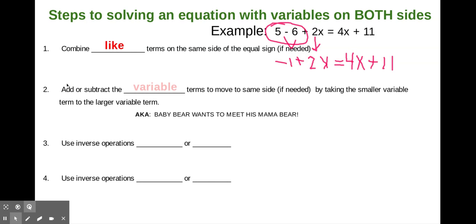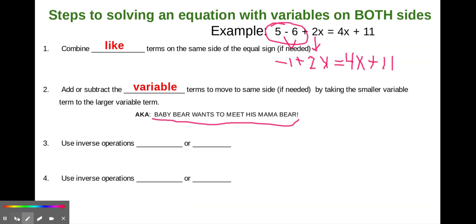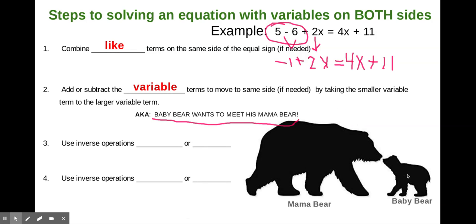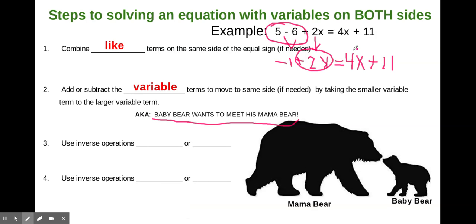Okay, step 2 says to add or subtract the variable terms to move to the same side if needed by taking the smaller variable term to the larger variable term. And I know that's hard to remember. So an easy way to help you remember that is: baby bear wants to meet his mama bear. And I know that sounds really silly, but the baby bear wants to meet his mama bear. What does that mean? Well, a baby bear obviously is smaller than its mama bear. So the baby bear wants to go meet his mama bear. So in this example, I want this baby bear of the 2x to go meet its mama bear, which is the 4x.